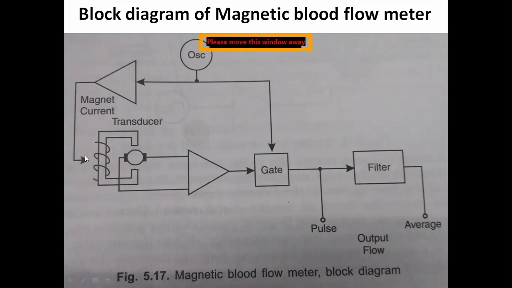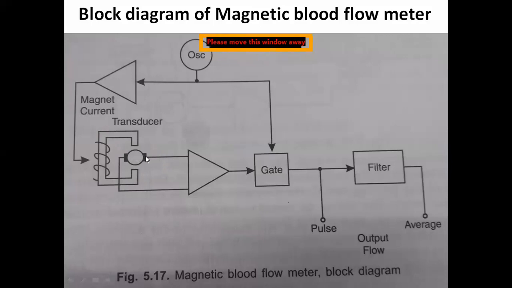According to the type of waveform we applied, the flux will be generated, and depending upon the velocity of the blood flow and the type of waveform we applied, we'll get the voltage across these two terminals. That voltage is proportional to the blood velocity.